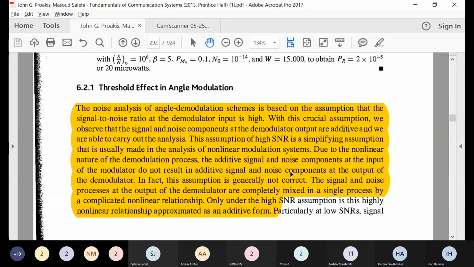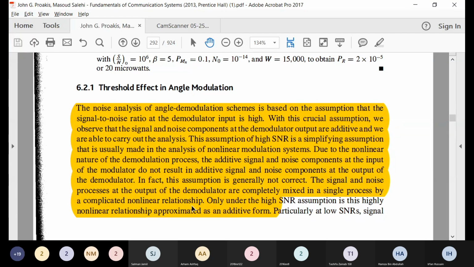They result in additive signal to noise components provided we have that assumption. If we do not have that assumption, then this will not be correct. Then this assumption will not hold. We won't say that the signal and noise are adding in an additive fashion at the output of the demodulator. At the input they are additive, but at the output they are generally not additive. They are additive only and only when the signal to noise ratio is high. The signal and noise are completely mixed in a single process by a complicated nonlinear relationship, so they will not come out to be having a simple additive relationship.